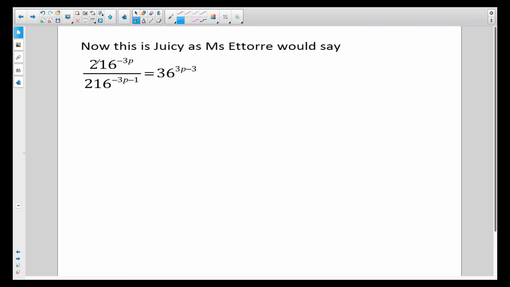216 is the base on both of these, so we're going to subtract because that's the division rule, right? Let me simplify that fraction first. 216 to the negative 3p, subtract negative 3p minus 1. Oh man, those parentheses are so important, especially with these double negatives. 36 to the 3p minus 3.